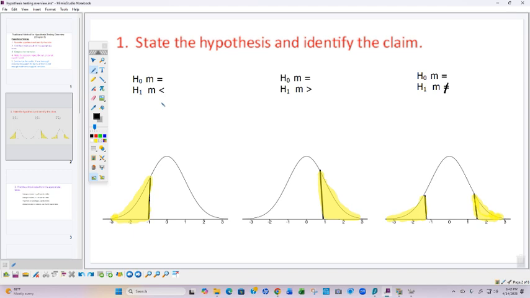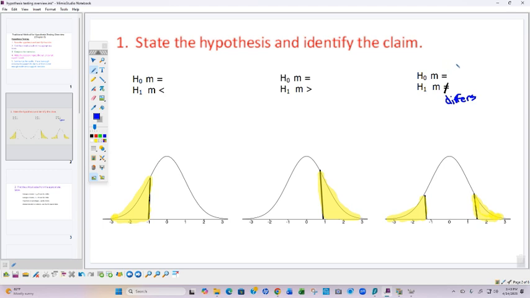If they say in the problem something that means less than, you're going to shade your curve to the left. If they say in the problem something that means more than or greater than, you're going to shade your curve to the right. Now the last one is a little bit different. If they say in the problem that something differs, then they are claiming that it is not equal to. Okay, so if you see the word differs, that means not equal to.